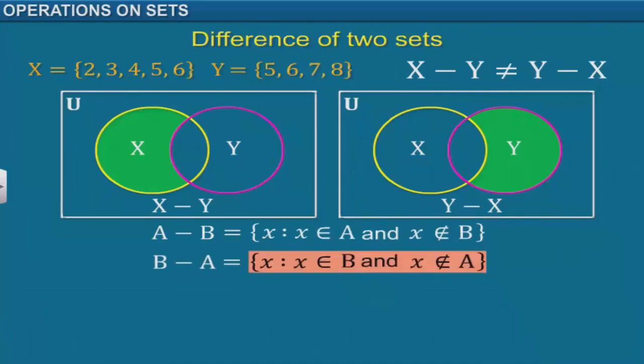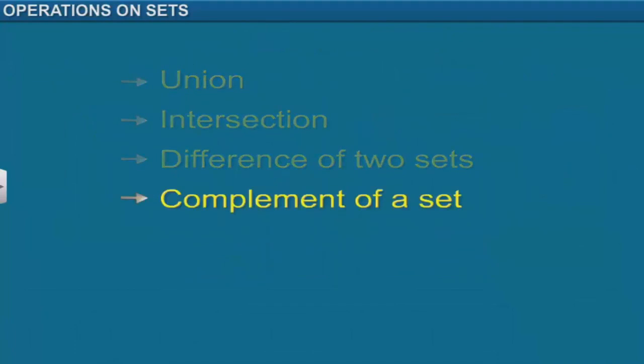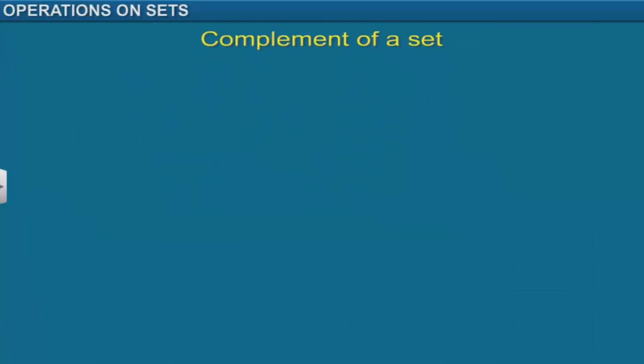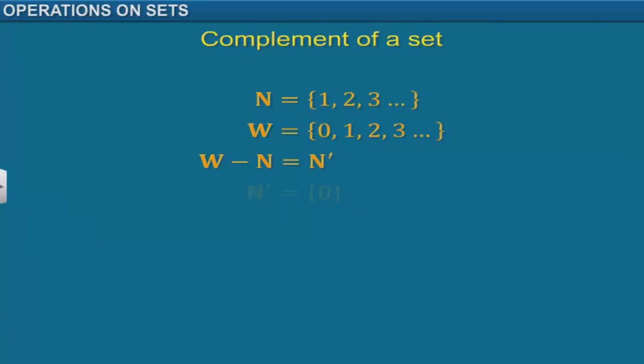The concept of the difference of two sets can be extended by replacing one of the sets with the universal set. Let's see an example to understand this. Let us consider the set of natural numbers. We can consider the set of whole numbers as a universal set for the natural numbers. The difference of sets W and N is the complement of set N. The complement is denoted as shown. Therefore, the complement of set N with the universal set being the set of whole numbers is a singleton set with 0 as the element.